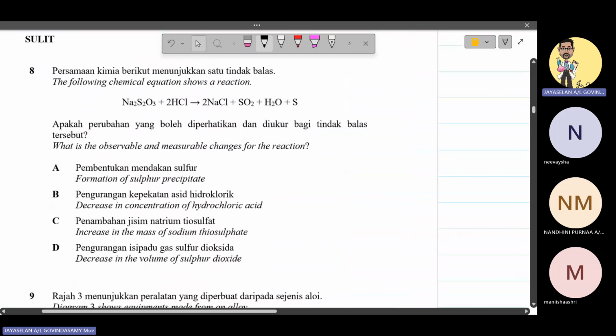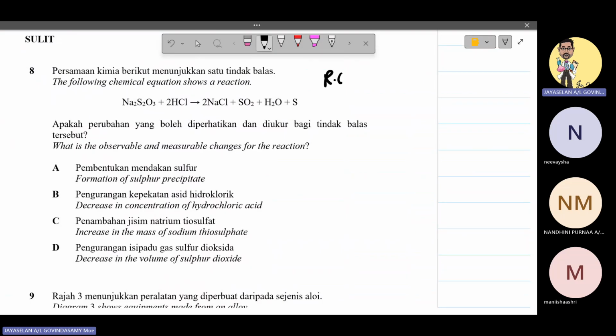Okay. Next one. This is a very famous reaction. This is under what? Rate of reaction. Very famous for objective questions. For subjective, I did one question in the book, with the answer. Please go through the question. Okay, so you see a rate of reaction.